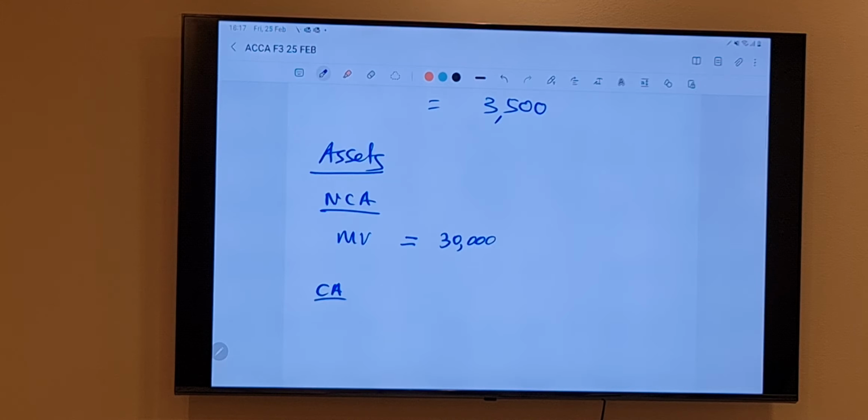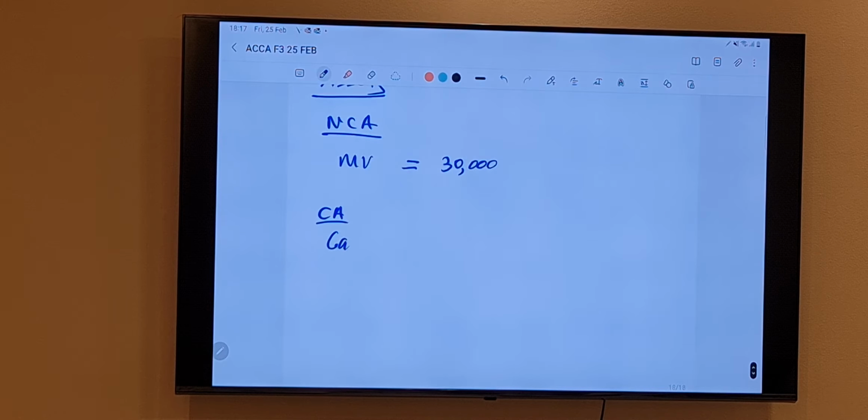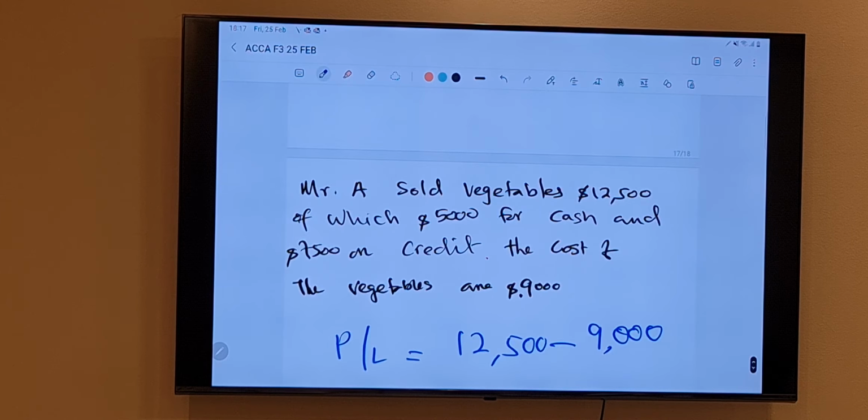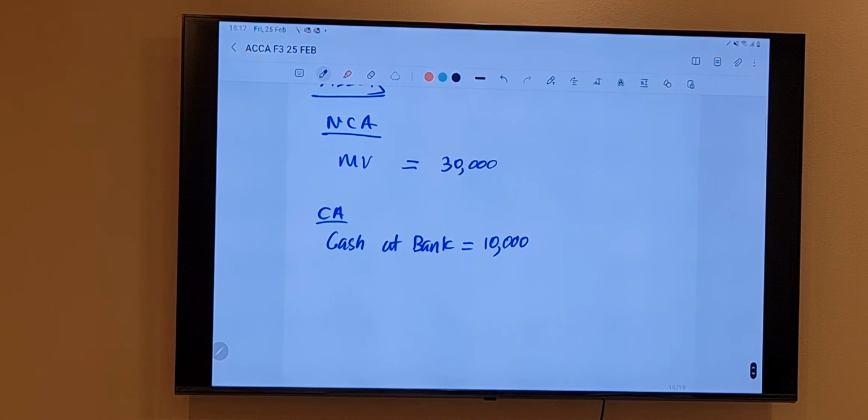Current asset. What current asset he has? Cash at bank. How much cash at bank? 10,000. Any change to this? He received 7,500 on credit. Okay, any change to this 10,000? No. But he received 5,000. That is what? Cash in hand. How much? 5,000.